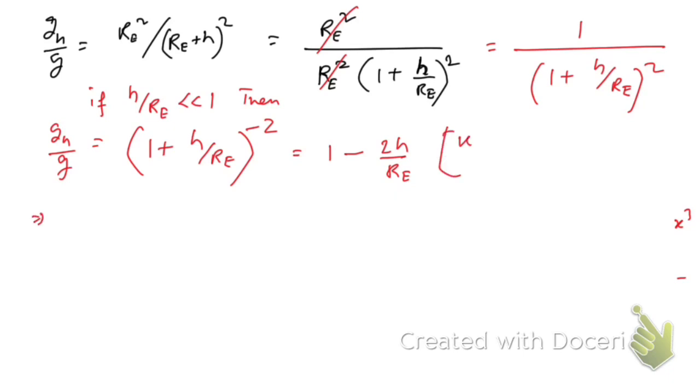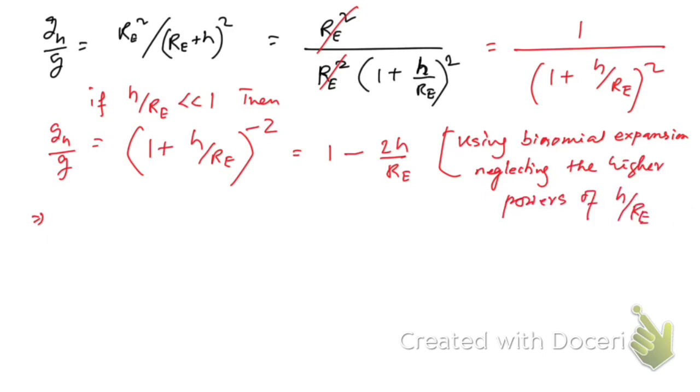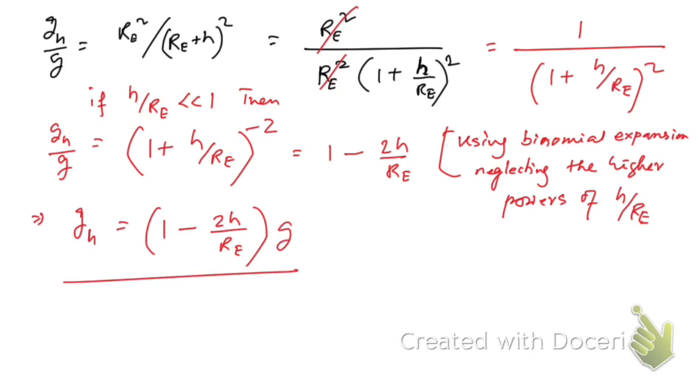So here, using binomial expansion and neglecting the higher powers of h by Re, we get g_h is equal to 1 minus 2h by Re into g. Okay, that's what we can write.